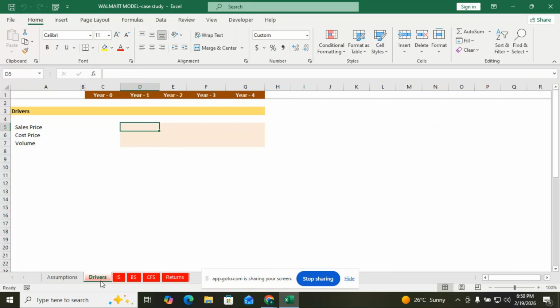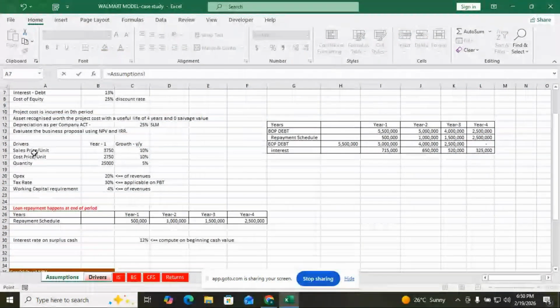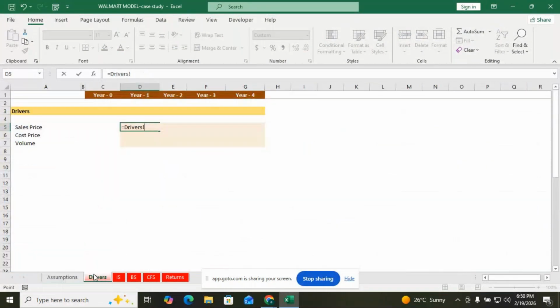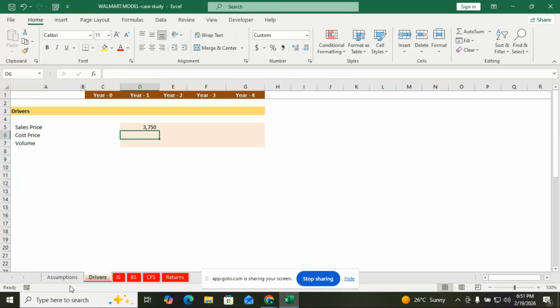Only for year 1, you have to update it manually, after which you can just add the increase in the volume, the increase in the cost price, the increase in the sales price. So for year 1, what is the selling price per unit? It is 3,750, so you can just put that in. And the cost price is 2,750. And the total volume is 25,000.